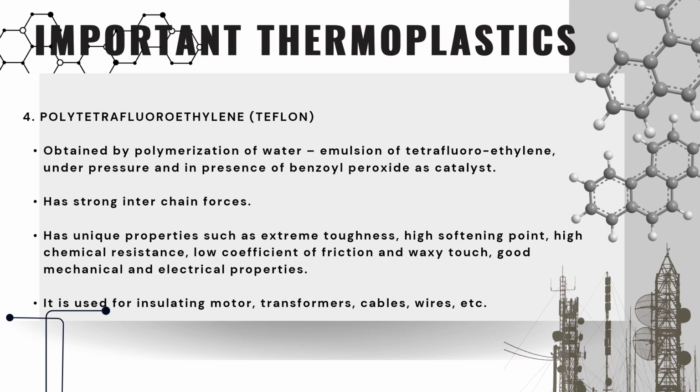Number 4, polytetrafluoroethylene or Teflon. Obtained by polymerization of water emulsion of tetrafluoroethylene under pressure and in the presence of benzoyl peroxide as catalyst. Has strong interchain forces, and unique properties such as extreme toughness, high softening point, high chemical resistance, low coefficient of friction and waxy touch, good mechanical and electrical properties. It is used for insulating motors, transformers, cables, and wires.